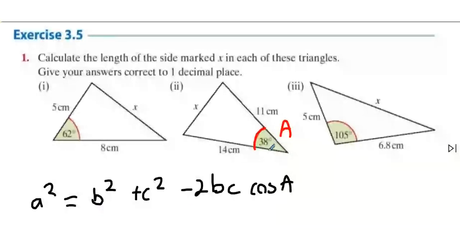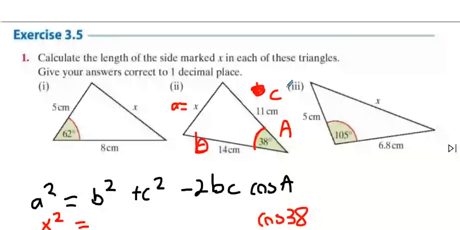A is 38. If big A is 38, what does that make small a? Small a must be x. It's the side that looks at angle A. Everybody agreed? So now we have x squared equals. Now, the good news for us is that b and c are interchangeable. It doesn't matter which one's which. Tom could come along and say b is 11 and c is 14. I could come along and say b is 14 and c is 11. It doesn't matter. Everybody cool with that?